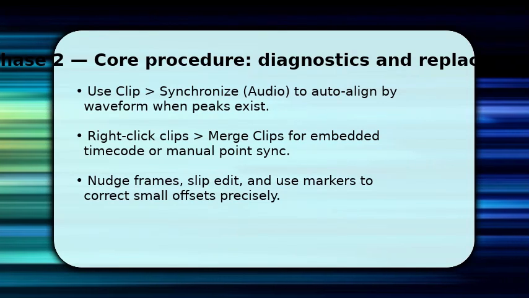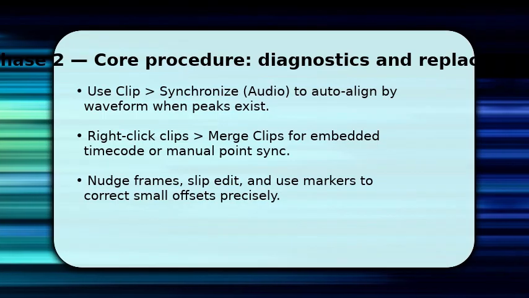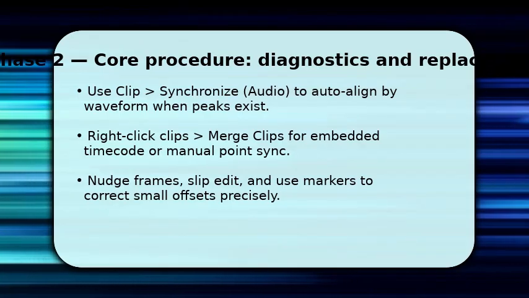Next, pick a syncing method based on your media. If distinct waveforms exist, select clips and choose Clip Synchronize by Audio. Premiere looks for matching peaks. If you have timecode or want one file output, use Merge Clips and pick timecode or in point.